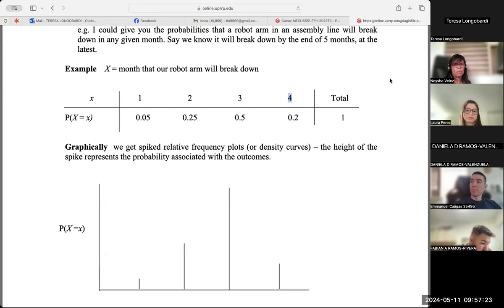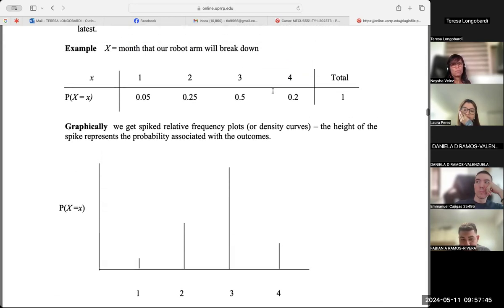But it says that the chance it breaks down in the first month is 5%. In 2 months or less, it's going to be 30%. In 3 months or less, it's going to be 80%. And it's 100% chance it's going to break down by the end of 4 months. Right? Very good.